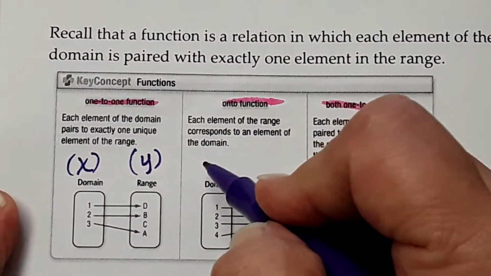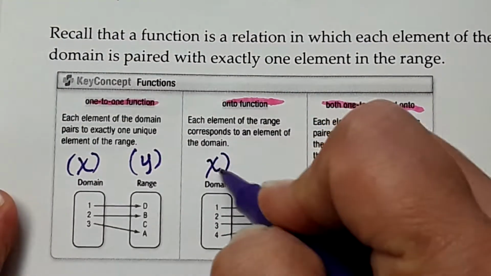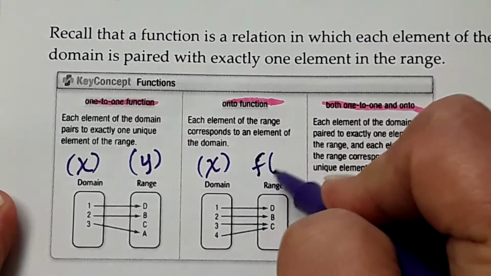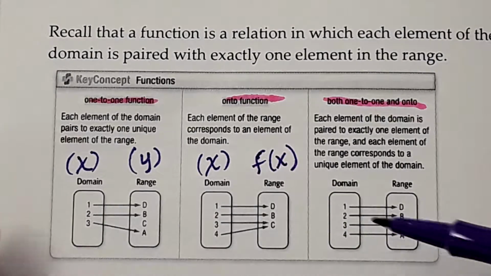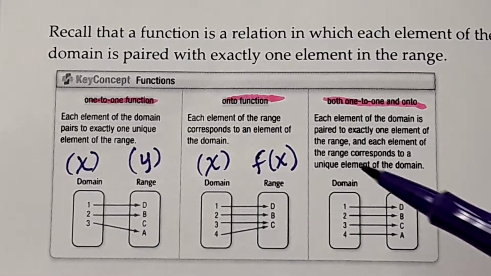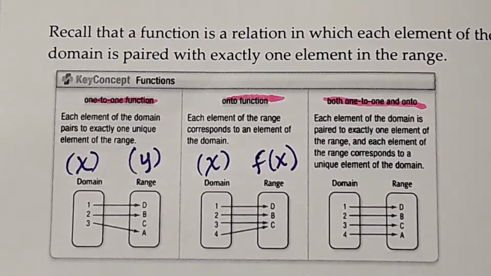This is your X value. This is your F of X. This is what we call F of X. Okay, and the reason I'm showing you that is because later we're going to talk about X and Y and X and F of X.